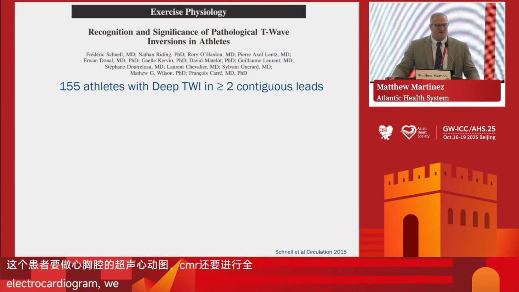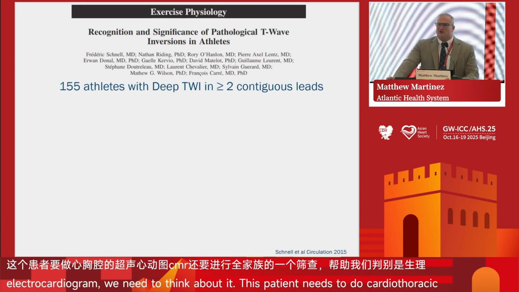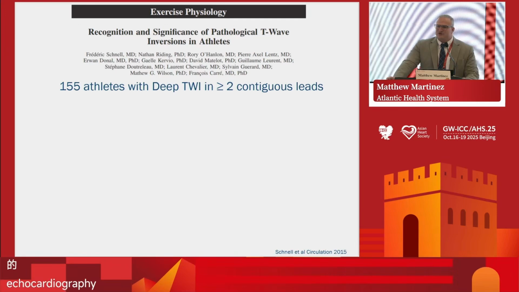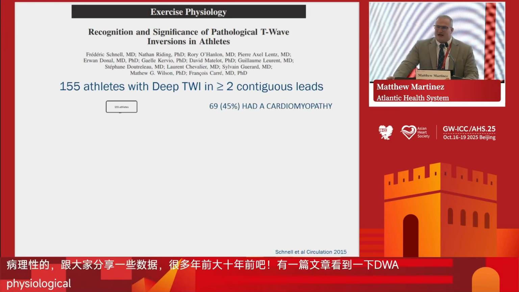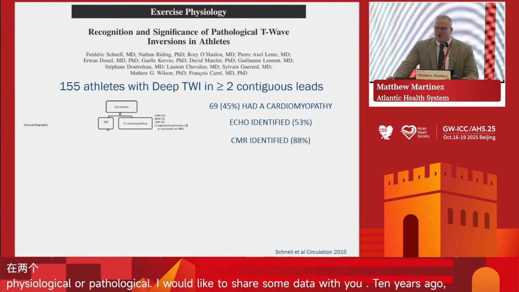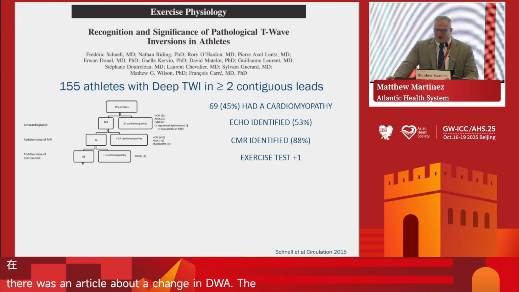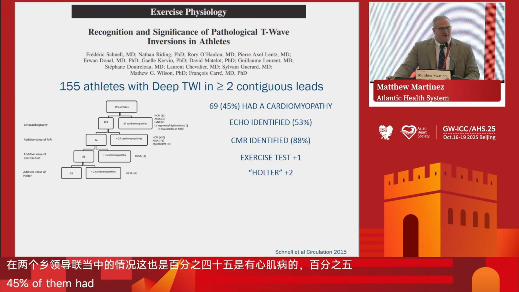So there's some data on this. This is from Schnell many years ago, just about a decade, looking at T-wave inversions and how they evaluated this group. And they found that in almost half of them with T-wave inversions, there was a cardiomyopathy. Echo helped identify half, more with MRI. Exercise testing, not very helpful. Holter monitor, not very helpful.